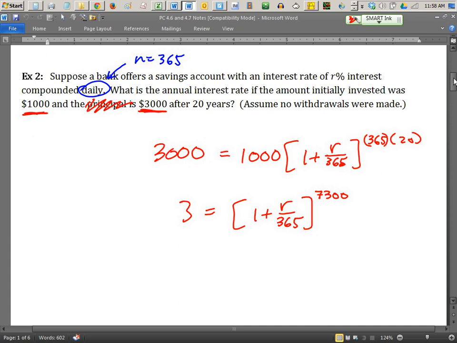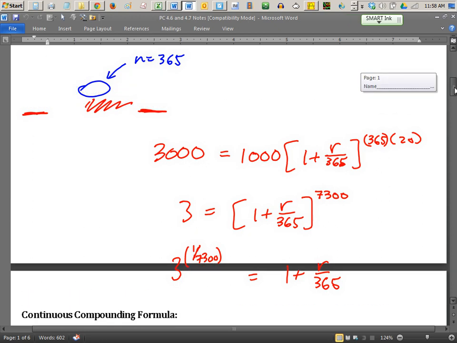See? So you can type this if you want, if you know how. But I suggest we just do 3 to the 1 over 7,300. This is a lot easier to type. It means the same thing. Okay? And then we'll get a decimal on the screen. You don't want to round this number.